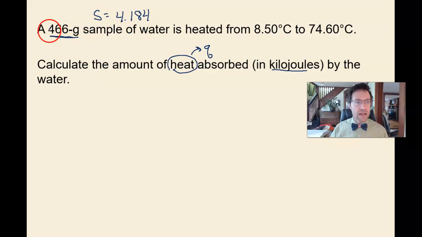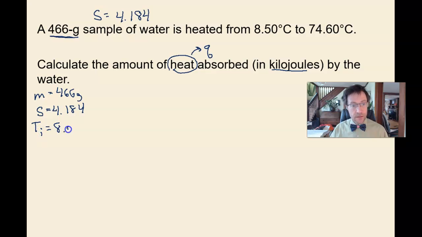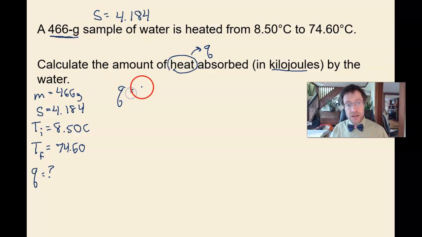All right, so let's start writing it out. Mass is 466 grams, right? That's the mass of water. So my S, because it's water, I know that it's 4.184. It's heated from, and then it's heated to, and Q is what I'm looking for, right? So there's all my variables. I'm going to take my equation and write Q equals MS delta T. This seems really simple.